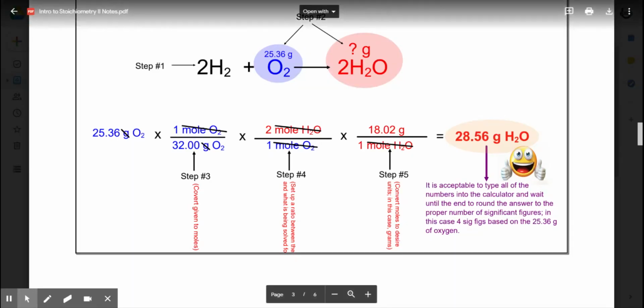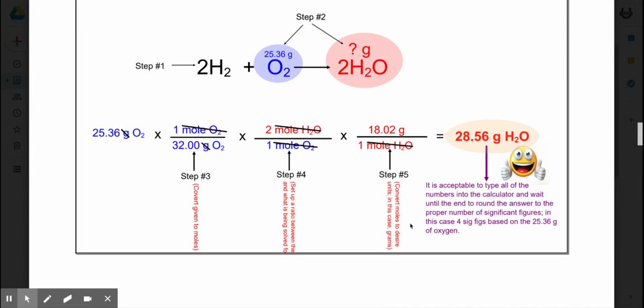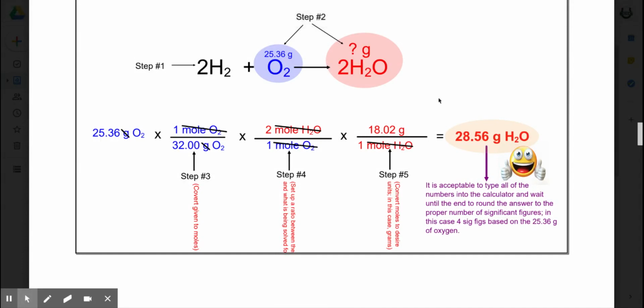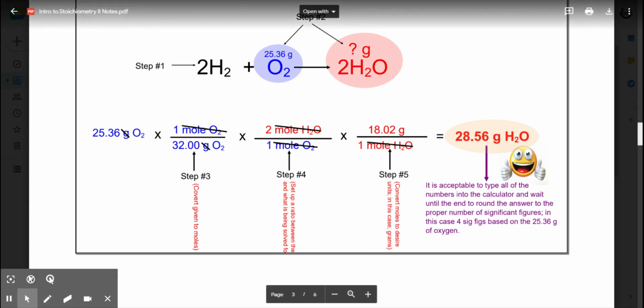It is acceptable to type all of the numbers into the calculator and wait until the end to round the answer to the proper number of significant figures. In this case, 4 sig figs based on the 25.36 grams of oxygen. So it's a matter of personal preference. You can do it one step at a time, or you can solve it as one complete process. Let's go ahead and try one more problem.